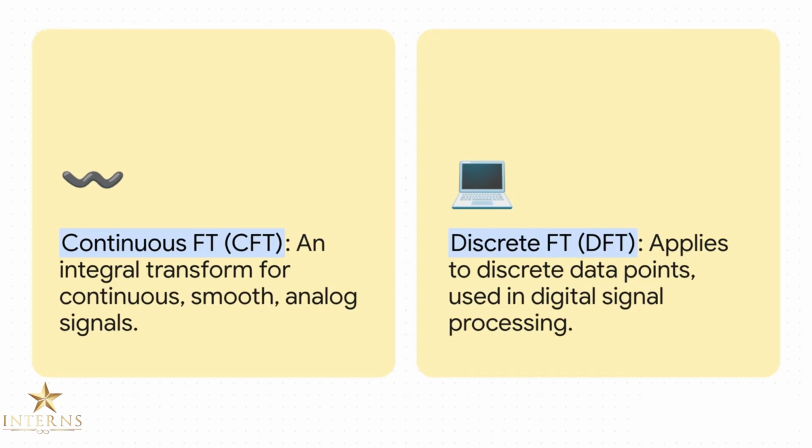The original concept, the continuous Fourier transform, works on these smooth analog waves. But our computers, they don't see smooth waves. They work with discrete data points, little snapshots in time. And for that, we need the discrete Fourier transform, or the DFT. This is the version that lets computers analyze digital audio, process images, and make sense of all our digital data.